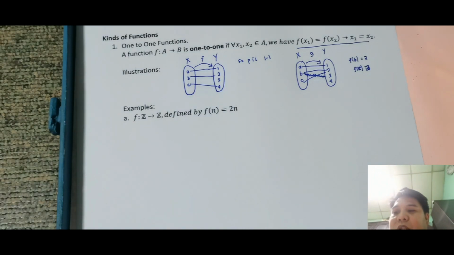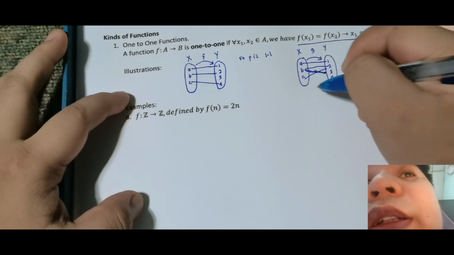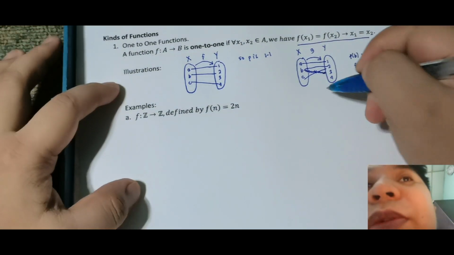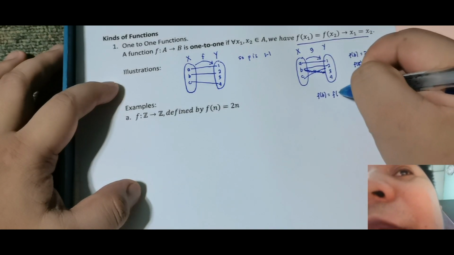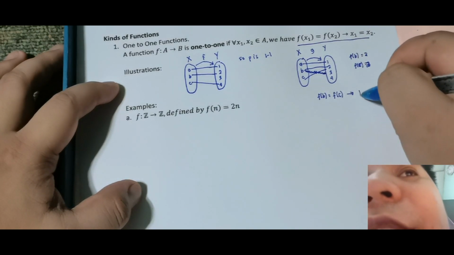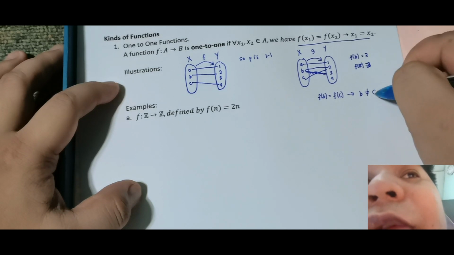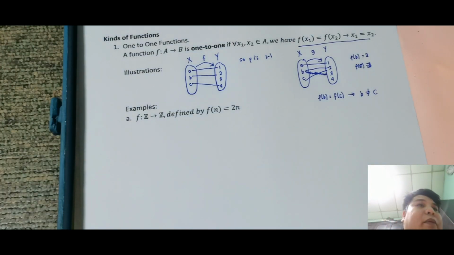Okay, so kung napansin mo dyan, dalawa yung nagmap dun sa isang element. Okay, so kung mapapansin mo, f of b ay equal kay f of c. Pero this implies that b is not equal to c, kasi hindi naman sila iisang element.